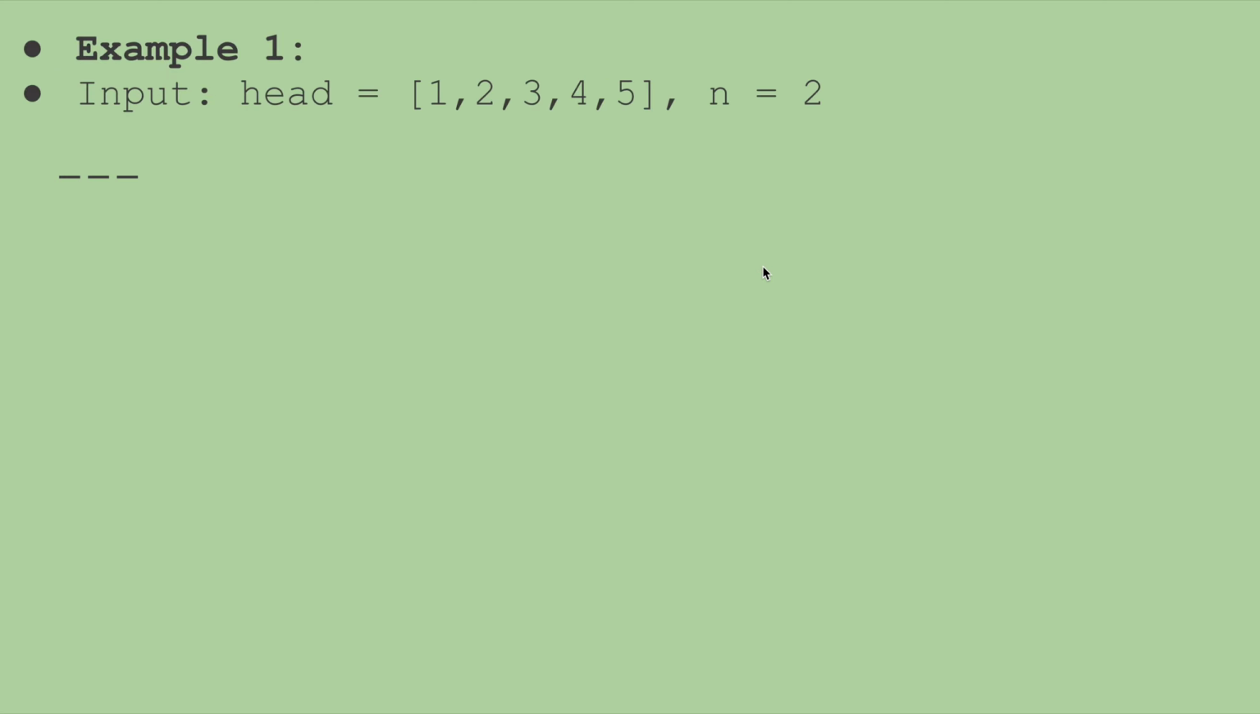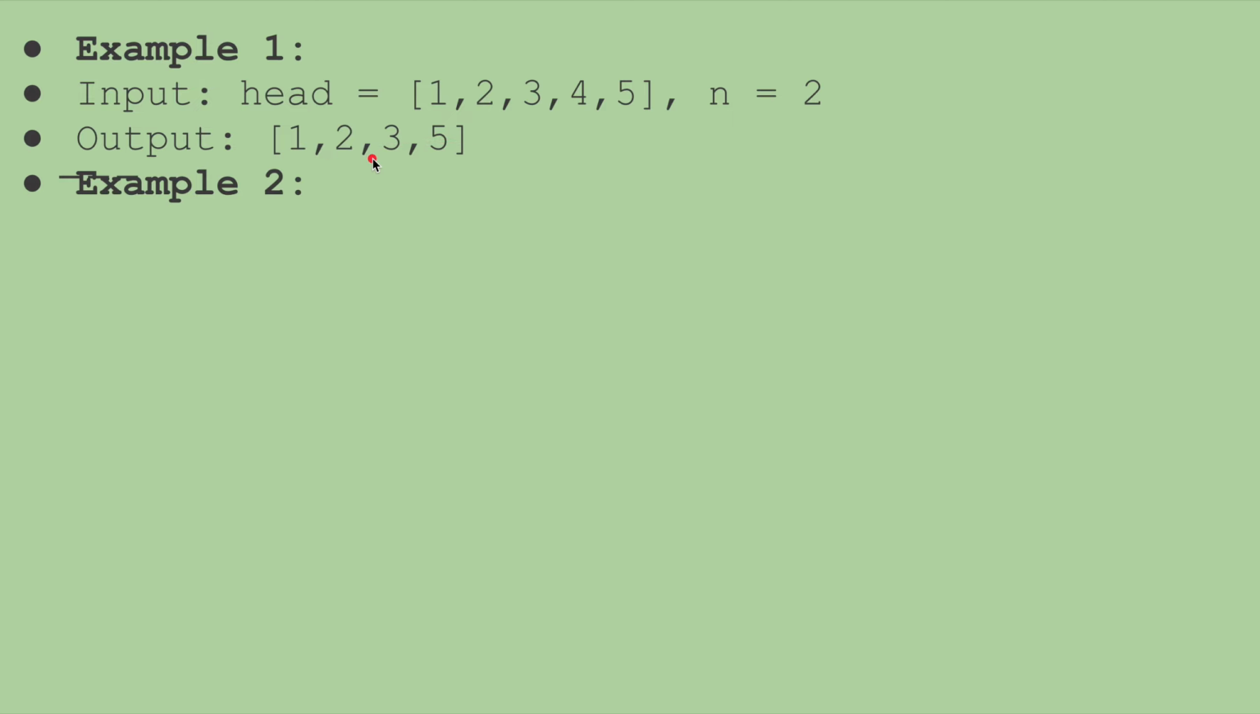Now think about an example. Let's suppose we have a head that is 1 2 3 4 5, and n equal to 2, meaning we have to remove the nth node from the end. We start counting from the end: 1, 2, which means you have to remove this 4. So the output should be 1 2 3 5. Once we remove the 4, this will be the output and you have to return it.